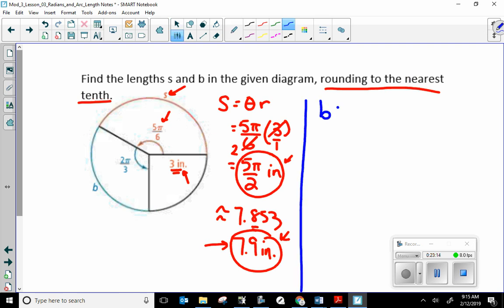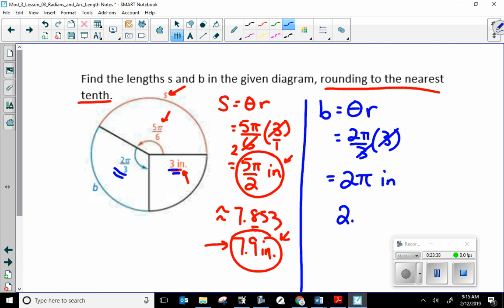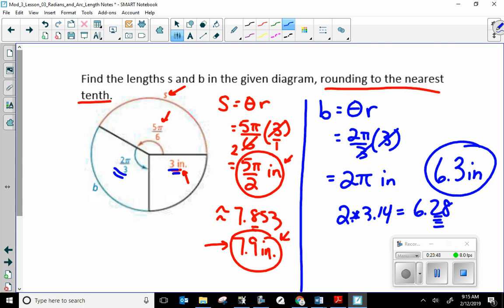B, that's still an intercepted arc. It's still r times theta. So my radius is still 3, but my angle is 2 pi over 3. 2 pi over 3 times 3. These 3's cancel and I end up with 2 pi. That's exact, but I know pi is 3.14. If I double it, it's 6.28. If I round to the nearest tenth, 6.3 inches.